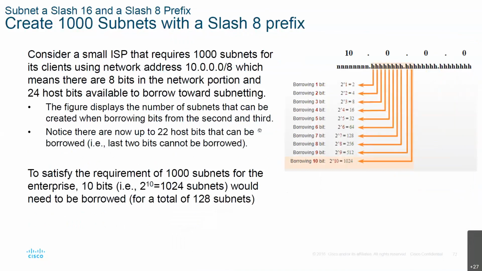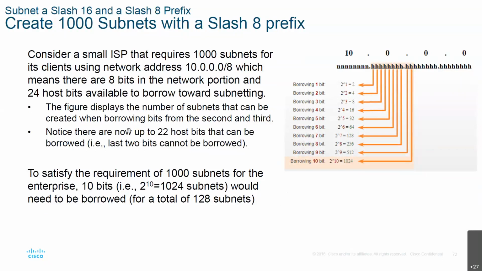For example, consider a small ISP that requires 1,000 subnets for its clients. Using network address 10.0.0.0/8. It's a /8 network. That means 8 bits for the network and 24 bits for the host.